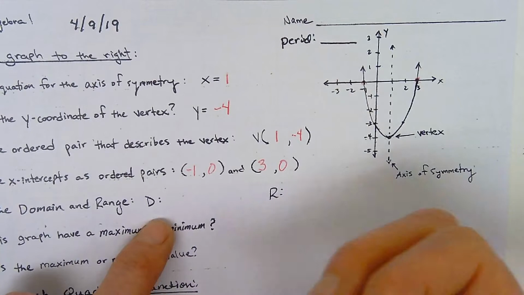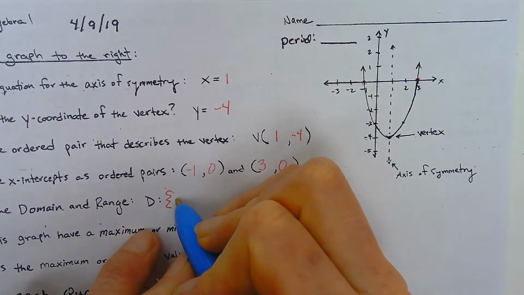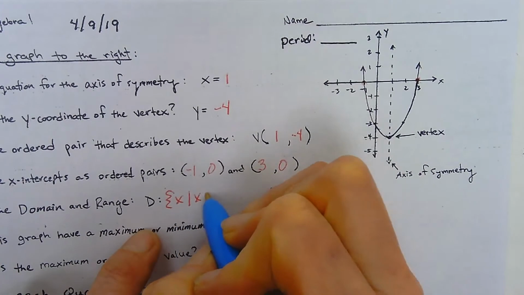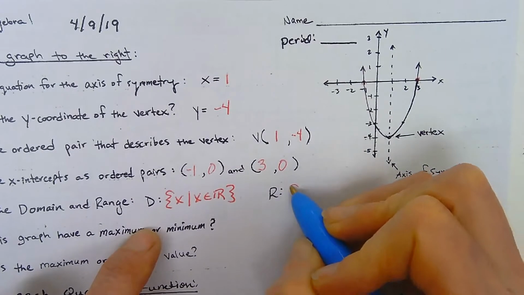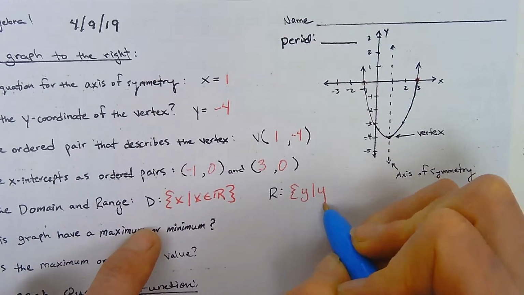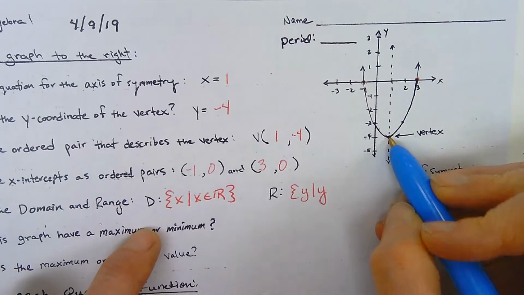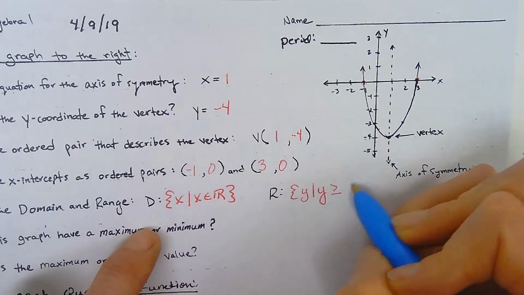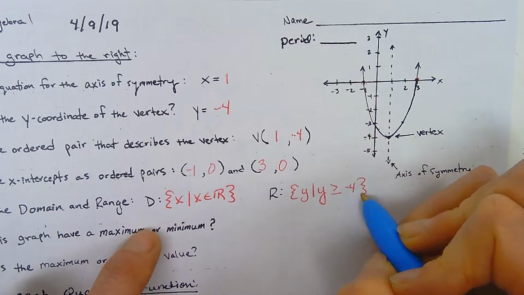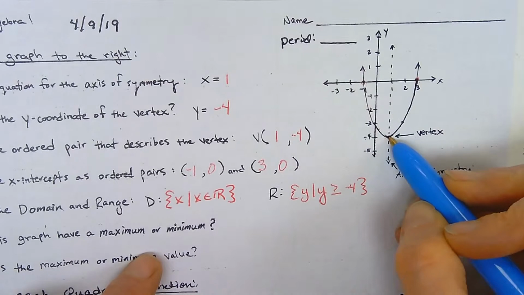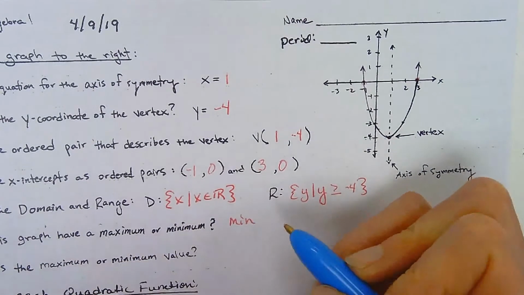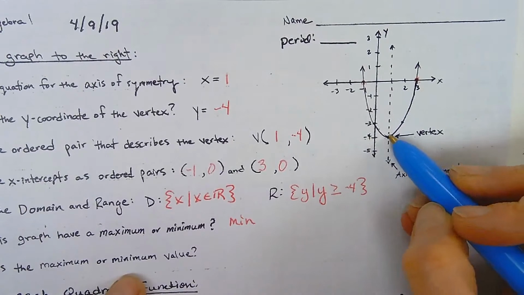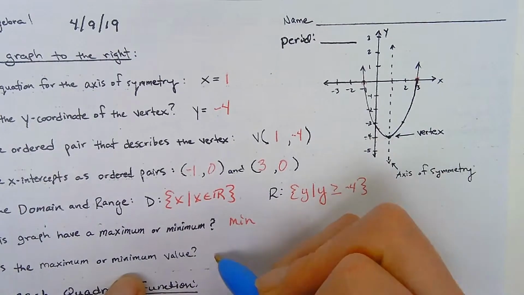Stating the domain and range here, remember x such that x is an element of all the reals. And the range is y such that y is greater than or equal to -4. Is this a maximum or a minimum? It's a minimum. What is its value? -4.